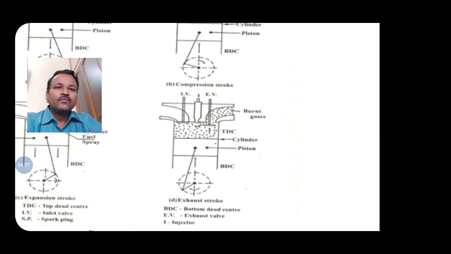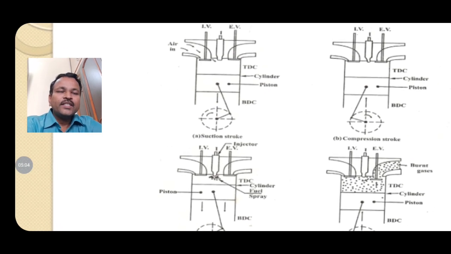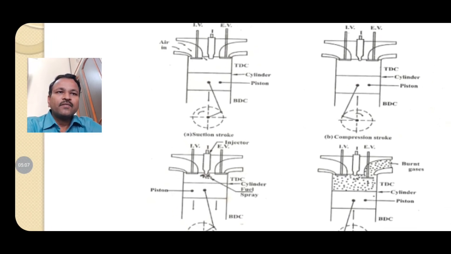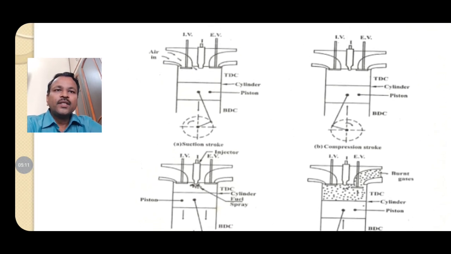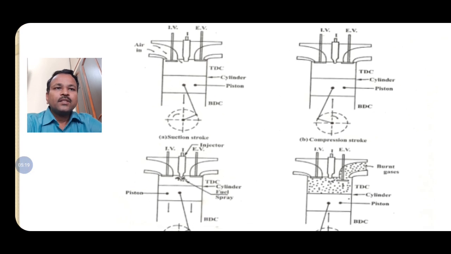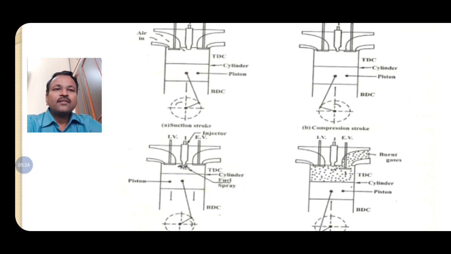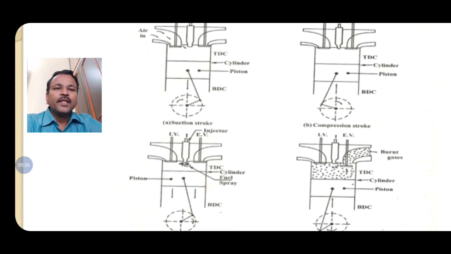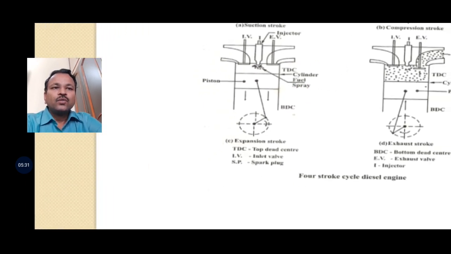So the working principles of the 4-stroke petrol engine and 4-stroke diesel engine are the same, except that we use a fuel injector in the case of the diesel engine, but there we use a spark plug. And in the suction stroke, air alone enters here, while air plus petrol enters in the case of the 4-stroke petrol engine. The spark plug produces the spark there, but here the spark plug is not there. Fuel will be sprayed in the form of fine spray in the expansion stroke.